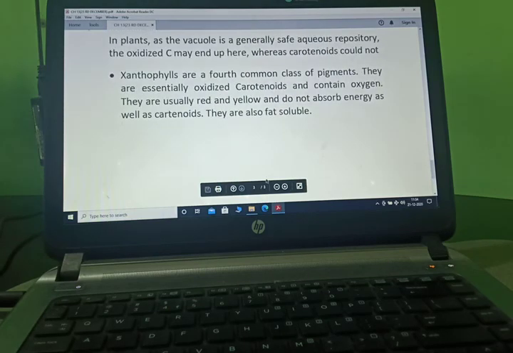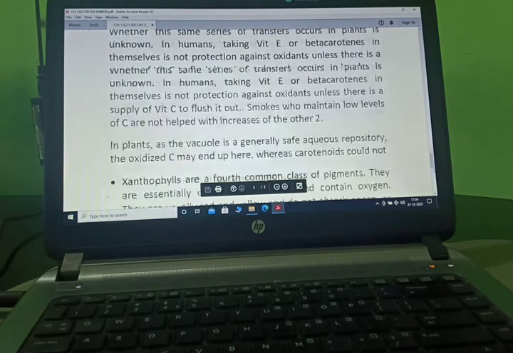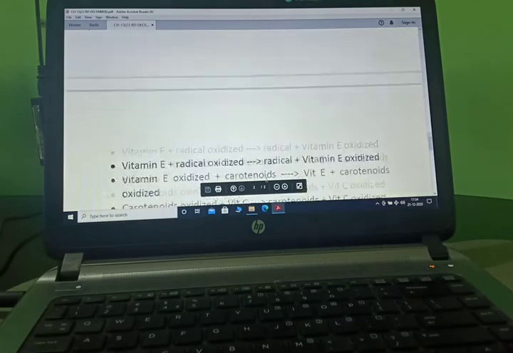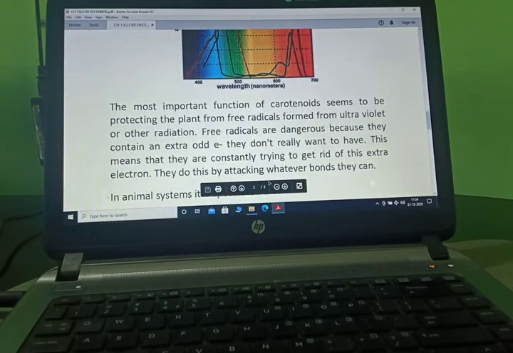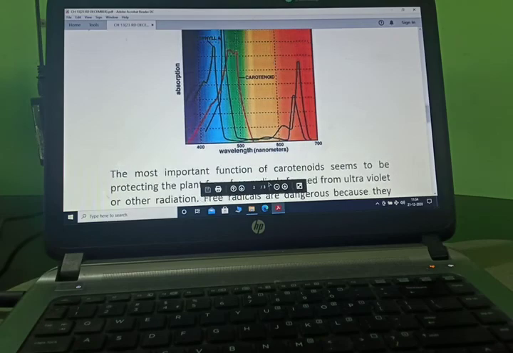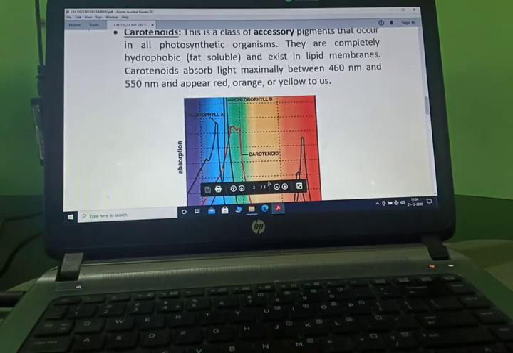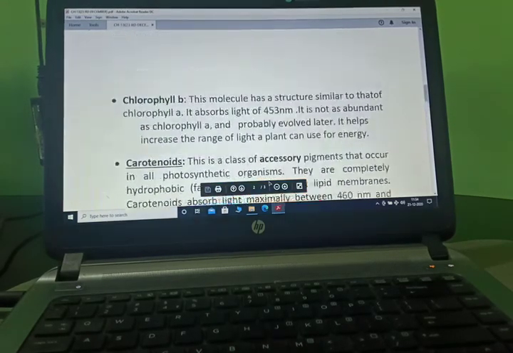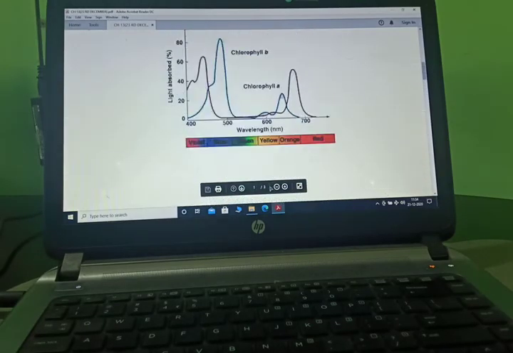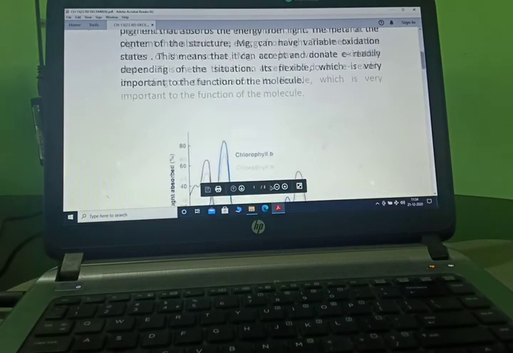So today we have studied about the pigments. Four types of pigments in plants: chlorophyll A, chlorophyll B, carotenoids and xanthophyll. And these are the graphs regarding that.